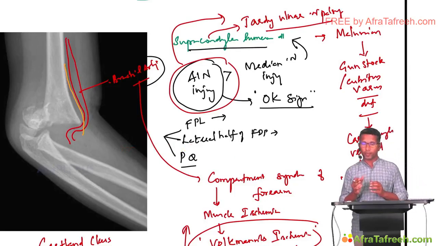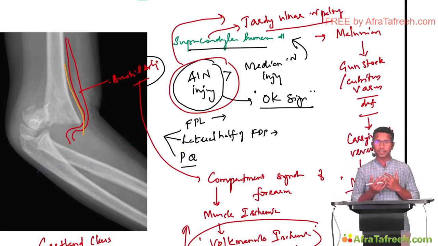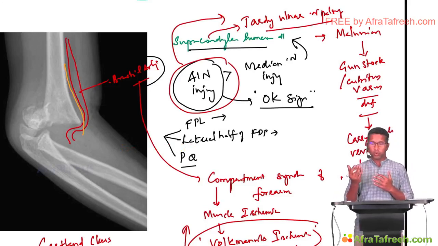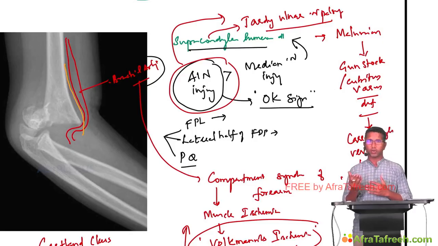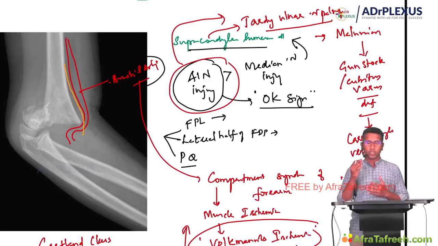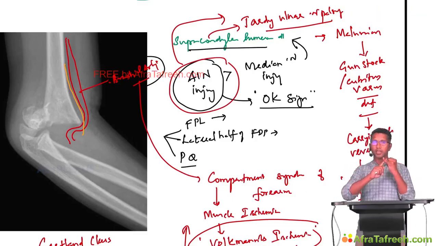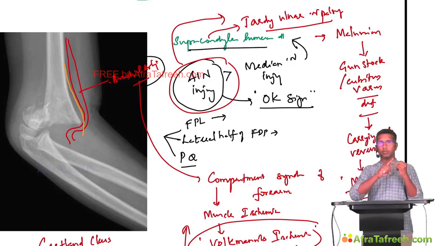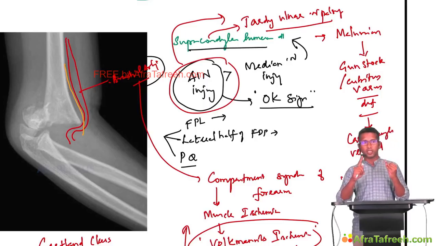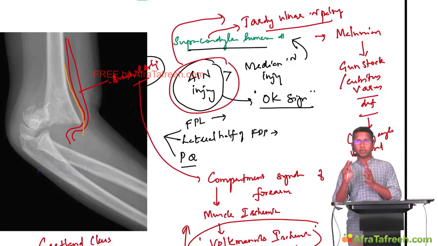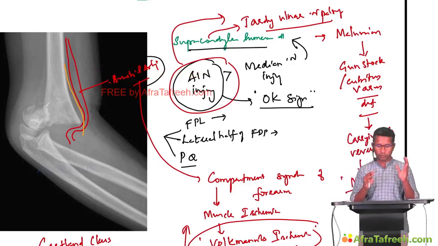Tardy means slow. It is not an acute presentation. When the elbow slowly goes into deformity, the ulnar nerve gets stretched. That is why it is called tardy ulnar nerve palsy. So please remember, anterior interosseous nerve injury is more common, followed by median nerve injury. After that, a slow or late presentation, tardy ulnar nerve palsy, can be seen.